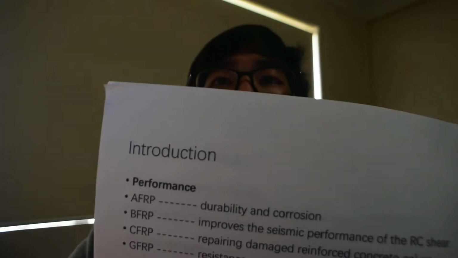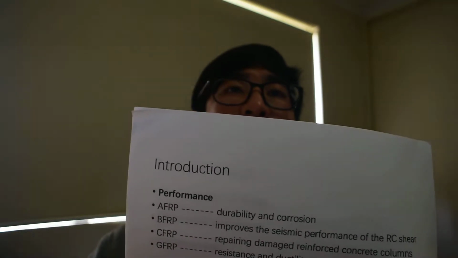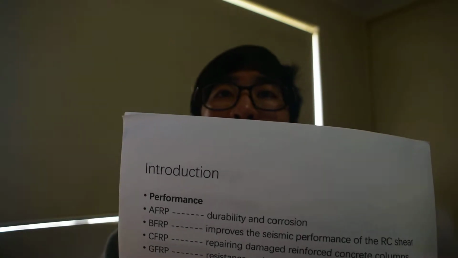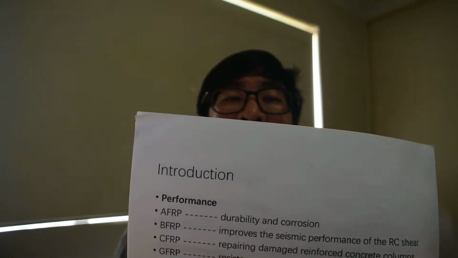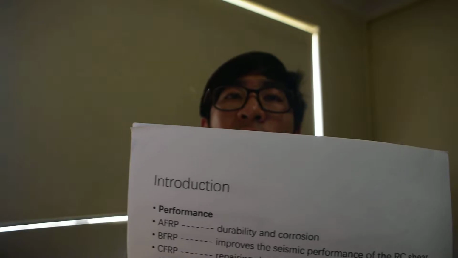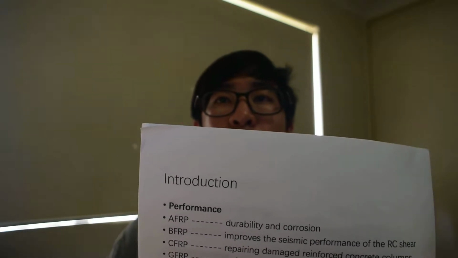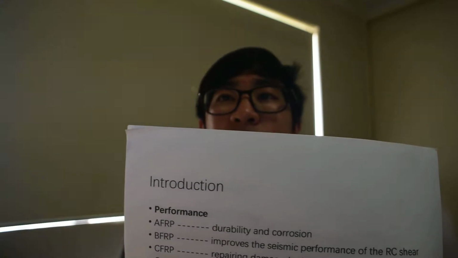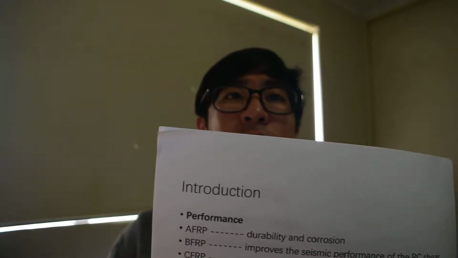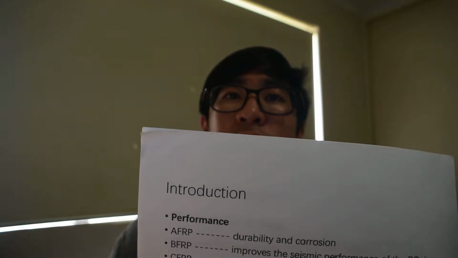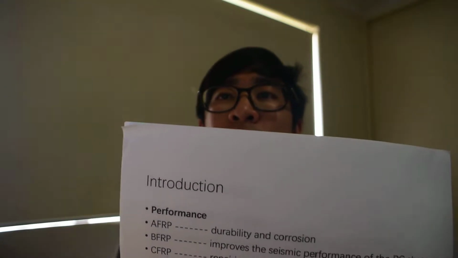The use of AFRP strips helps to overcome corrosion and improve the durability of the construction in the two respects. The study showed that AFRP significantly improved the seismic performance of the reinforced concrete shear wall under cyclic loading.